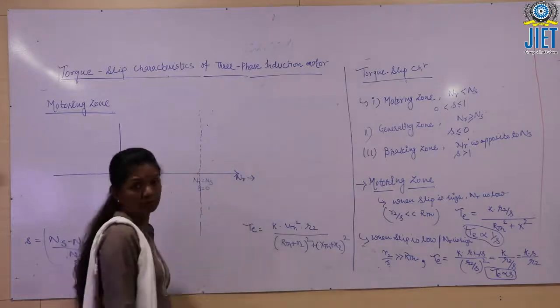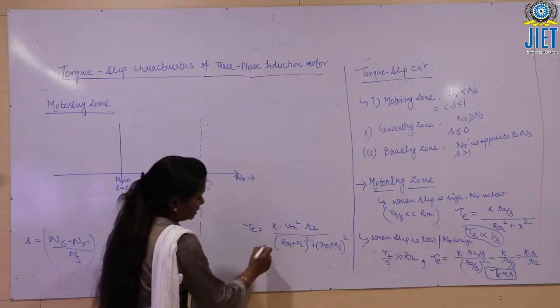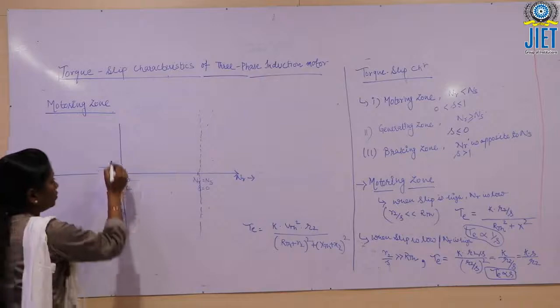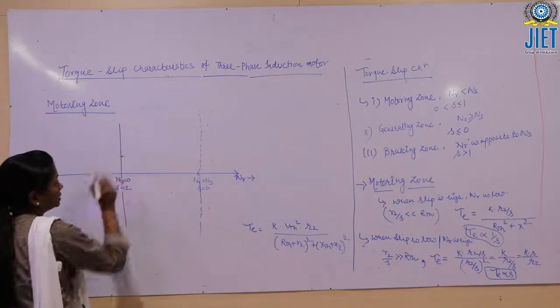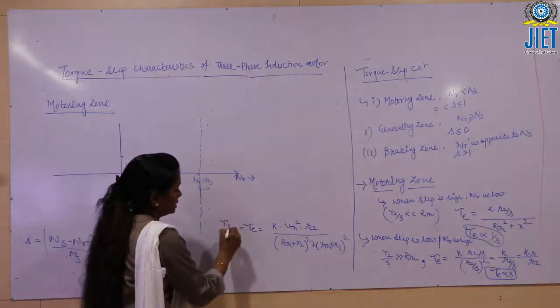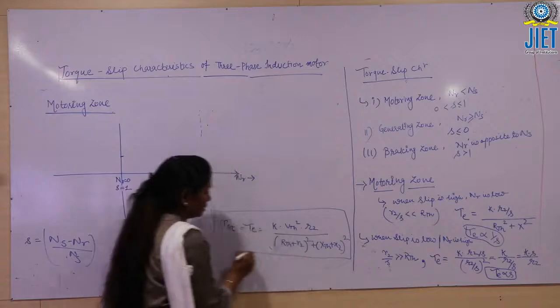Now slip is 1 here. So we can just see this expression is a non-zero expression. So the torque which is available at the time of starting, this torque is basically the starting torque. Again an important expression to note.